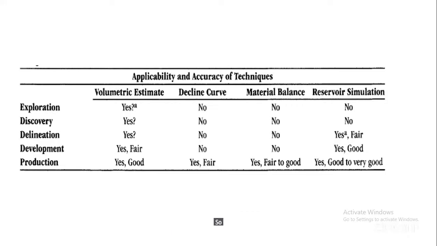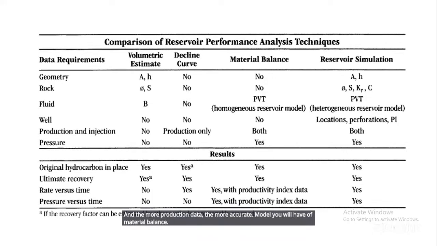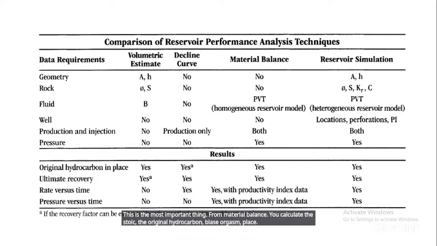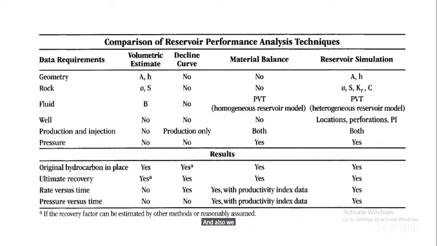So when we look at material balance, you use it when you have production data. And the more production data, the more accurate a model you will have of material balance. Here is the data you need. In material balance, you need PVT data, production and injection data, and pressure data. From material balance, you calculate the STOIIP, the original hydrocarbon in place or gas in place, and also we can estimate the ultimate recovery.